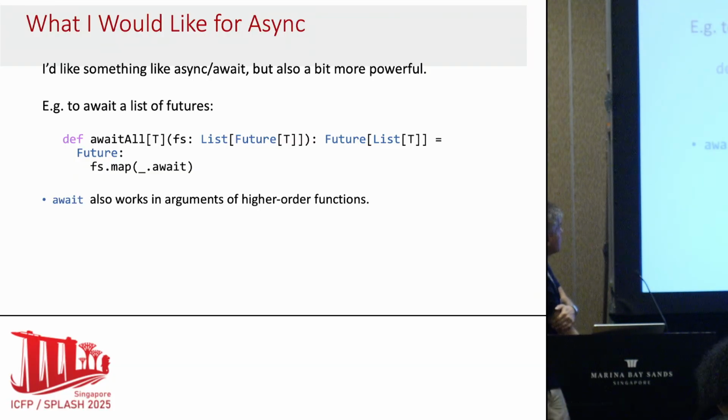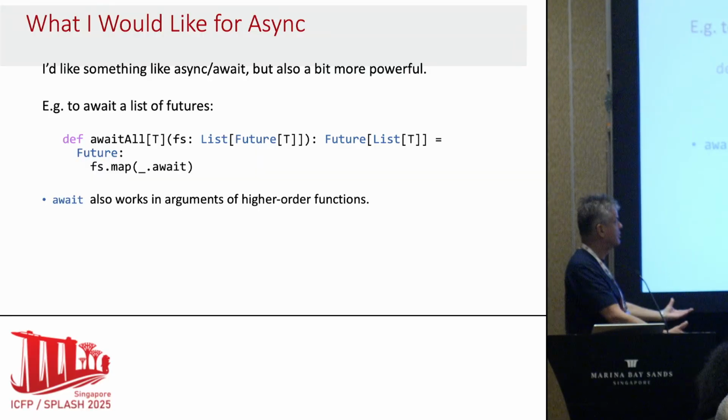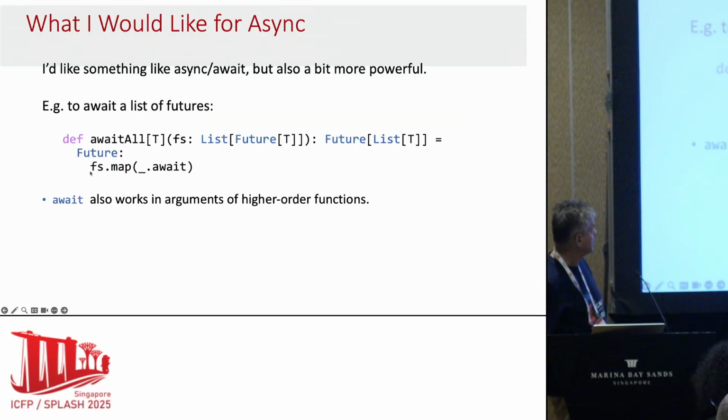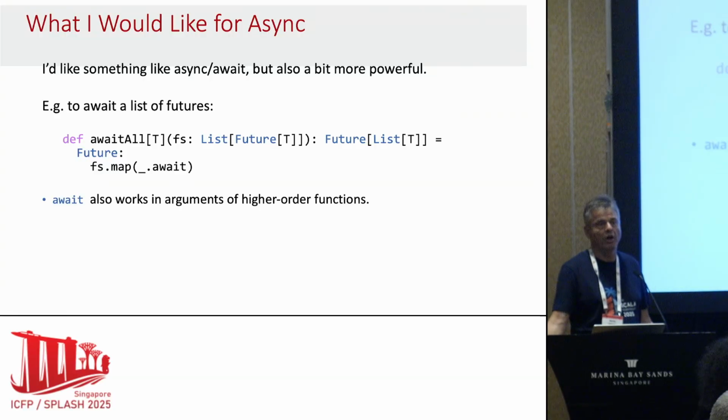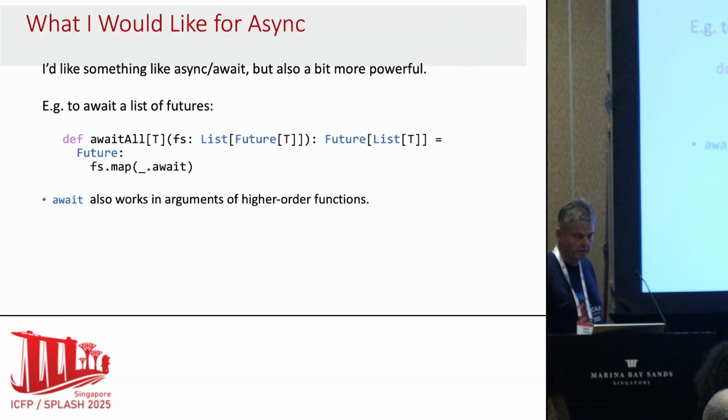Okay, so what about async? Here's another example. I want to await a list of futures. So I have a list of futures that all will give me something in the future at some point. And I want to give you a future of all the results. And if any of the futures fails, I want to give you that failure as soon as it comes. So the way I want to write that is I want to say future of, go through the list and map it with await every future. And that should be all. And again, await should also work in arguments of higher order functions, which Scala 2's current async await does not. So the await cannot be in a higher order function, but now here it can.